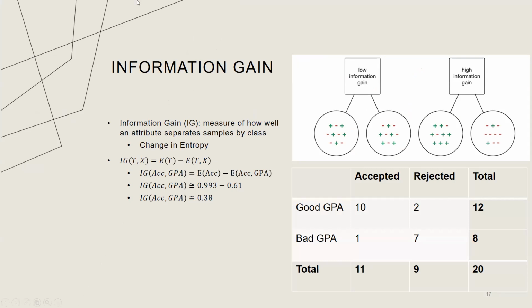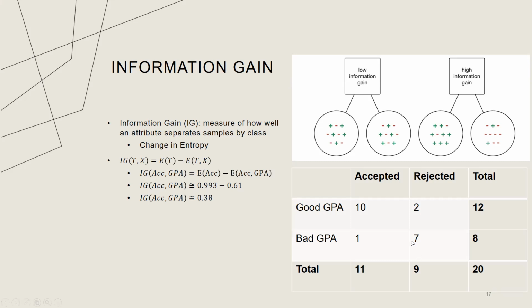So remember we talked about how originally the entropy of T, the T in our case, is whether they got accepted or not accepted. That's broken up by 11, 9, right? Which means there's going to be a lot of randomness in that. Whereas if we looked at whether they're accepted or rejected with respect to their GPA, instead of it just being 11, 9, now it's 10, 2 and 1, 7. And so the entropy with respect to the attribute of good GPA versus bad GPA splits up our data really well.